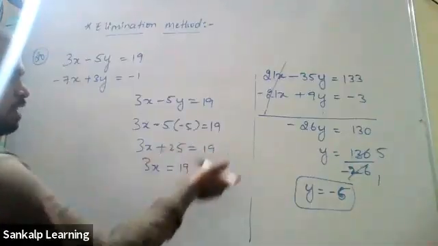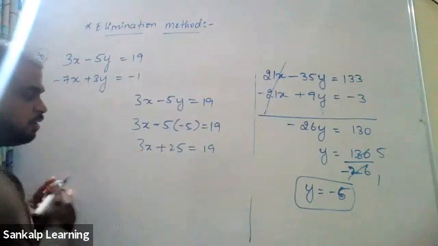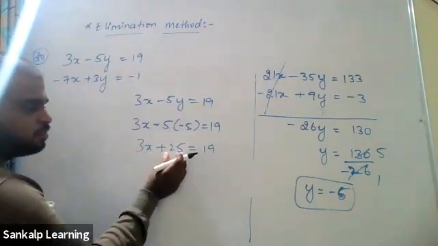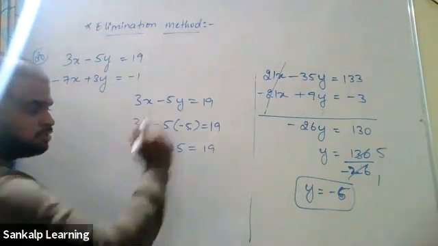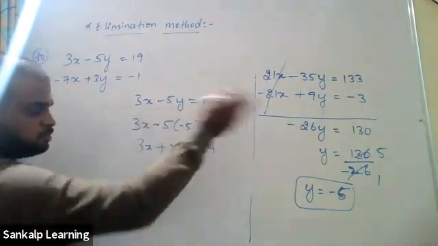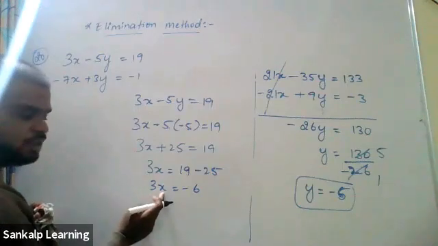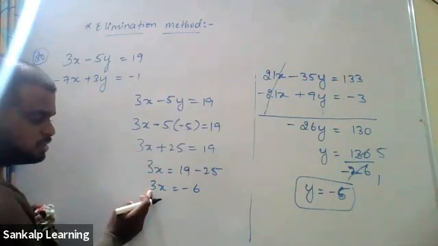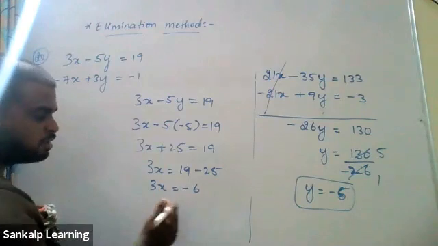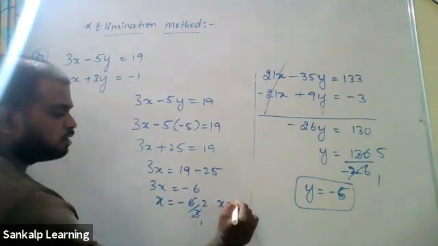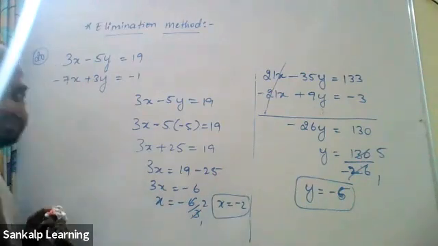Transpose this 25 to the other side. You need only x, simple logic. You don't need 25, so shift it to the other side, transpose it. This is like a compound. So 19 minus 25. What is 19 minus 25? Minus 6. Now again you want only this x. You don't want this 3. This 3 is in multiplication with x. Transposed, it will become division. 3 ones are 3, 3 twos are 6. Therefore, x is minus 2.